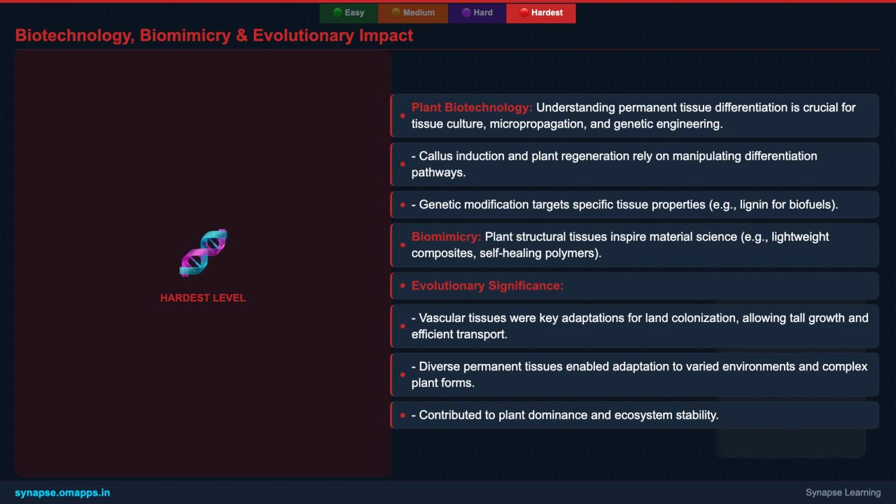From an evolutionary perspective, the development of specialized permanent tissues, particularly vascular tissues, was a game changer. It allowed plants to conquer land, grow tall, and diversify into the myriad forms we see today, fundamentally shaping terrestrial ecosystems and supporting all life on Earth.